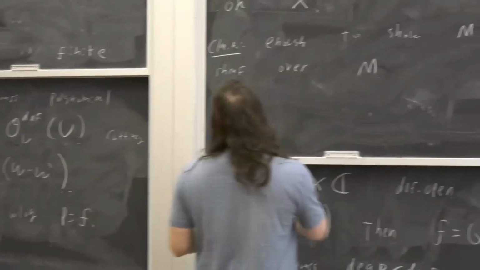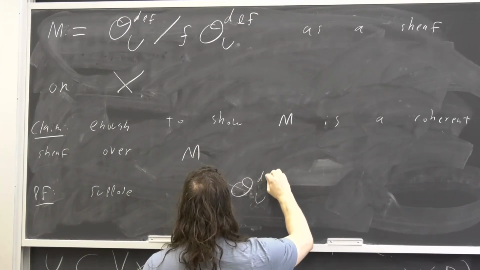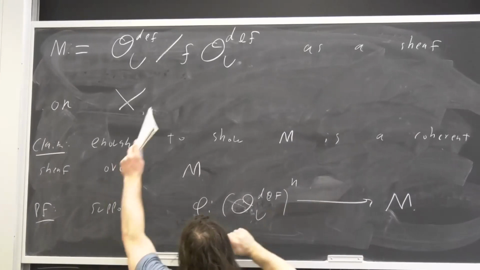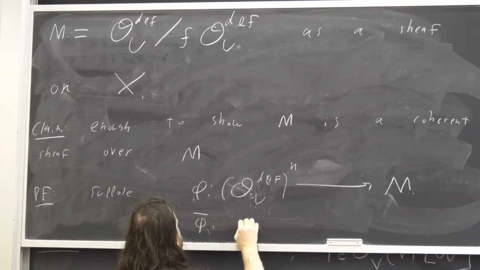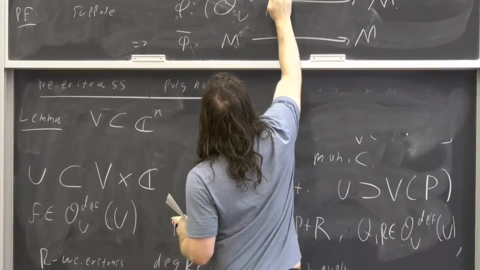And the proof is the following. Suppose we have this surjection, or a map, sorry, from O_U definable to the N that goes to M. Well, M is killed by F, it's just the quotient by F, so that gives you a map phi bar from M to the N to M, just by reduction. Sorry, let me call this something different, because we already had a dimension M.